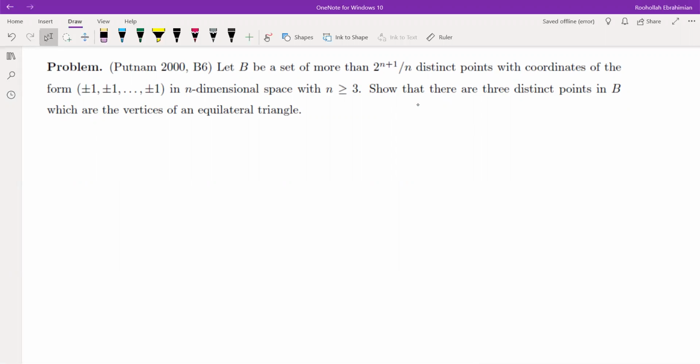Okay, so the question is, you have a set B of more than (2 to the power of n plus 1) over n distinct points with coordinates of the form (plus minus 1, plus minus 1, ..., plus minus 1). So all of the coordinates are plus minus 1 in the n-dimensional space with n greater than or equal to 3. We want to show that there are 3 distinct points in B that form an equilateral triangle.